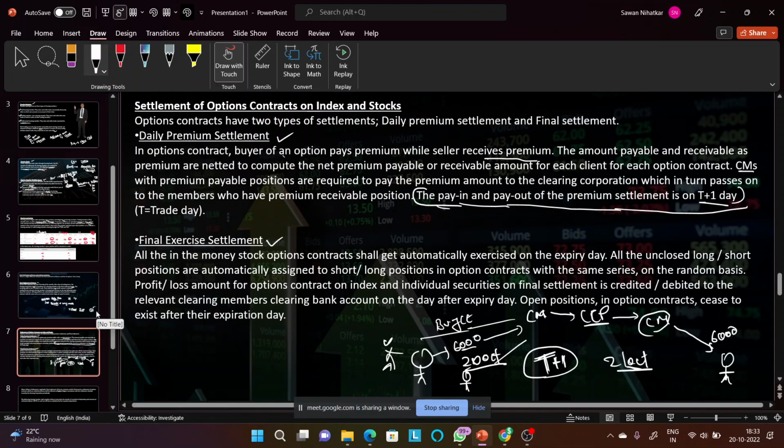Now, if we talk about the final exercise settlement, just like we saw in futures, in case of options also you have one final settlement which happens on the last day, that is the expiry day of that particular options contract. So all the in the money stock options contracts shall get automatically exercised on the expiry. As I said, they get automatically exercised on the day of expiry. If your option is in the money, that means it will get automatically exercised.